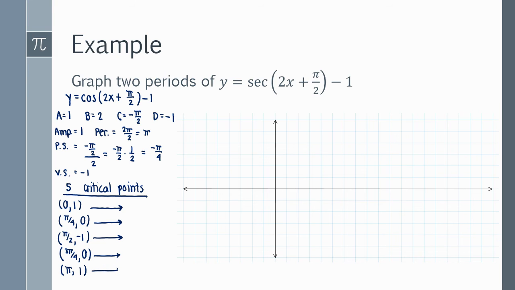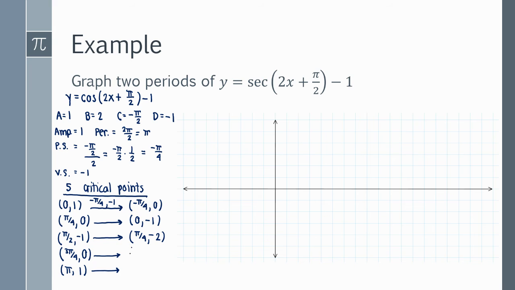So the phase shift deals with the x. So our phase shift is negative pi over 4. And then our vertical shift deals with the y. That's negative 1. So 0, 1, I want to subtract pi over 4 and 1 from those values. So we'll have negative pi over 4, 0 as the first point. In the second ordered pair, we'll subtract to get 0, negative 1. Pi over 2 minus pi over 4 is going to give me pi over 4. Negative 1 minus 1 is negative 2.